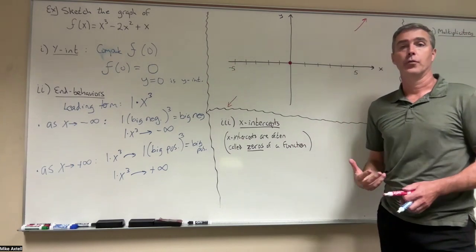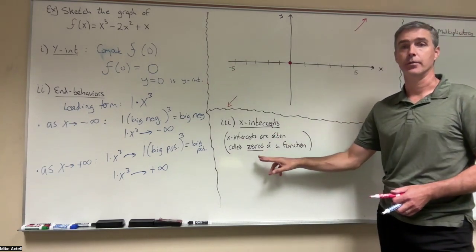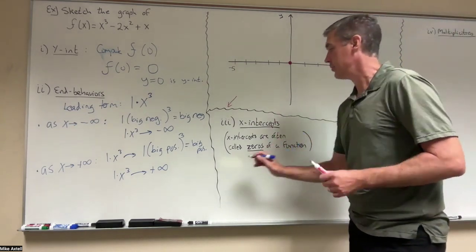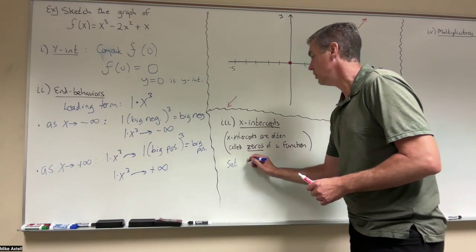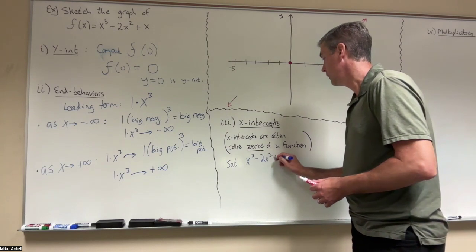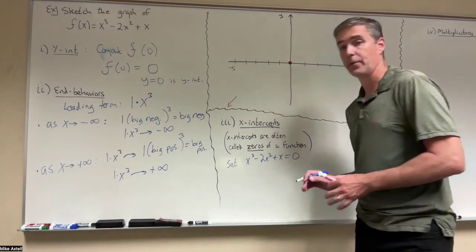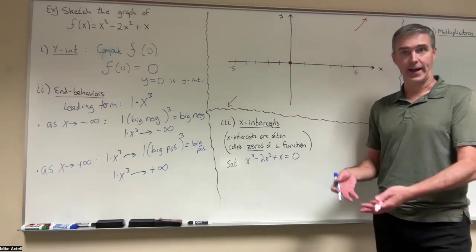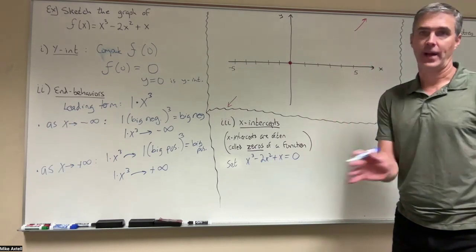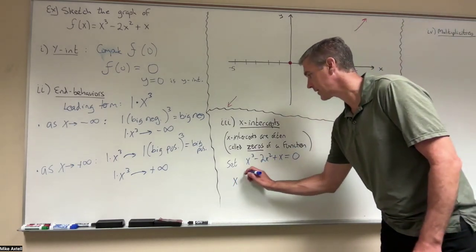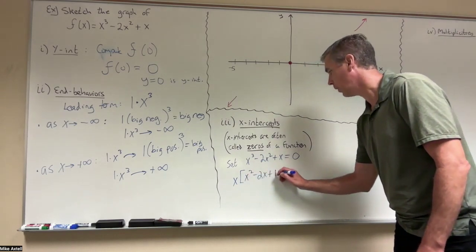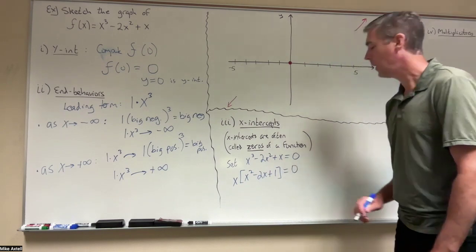Now, we'll often refer to the x-intercepts as the zeros of a function. Let's do the work though. For the x-intercepts, I set my polynomial, my function, equal to 0, and I'm going to try and solve for the x values by factoring. The first thing I notice is that from each term I can factor an x out. So let me factor that x out. I have x squared minus 2x plus 1 equals 0.